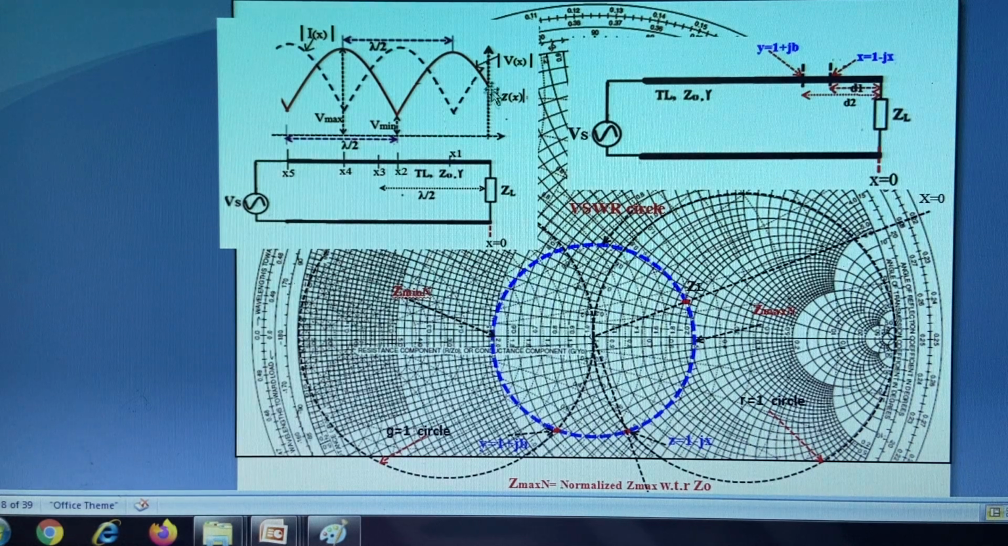And to see how the impedance varies, we have to move from the load ZL in the clockwise direction. We have to move like this in the clockwise direction, and we can find the impedance variation over the transmission line. So as we move from ZL, the impedance changes like this. Whatever the changes are, we can find them at any point over this VSWR circle. For example, at this position, we can find out what the impedance is.